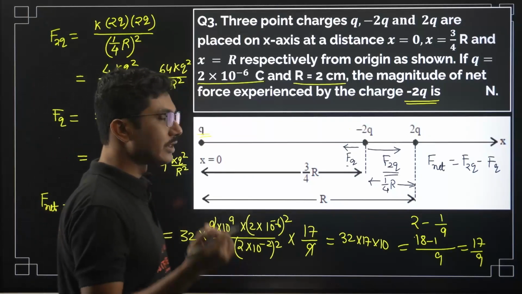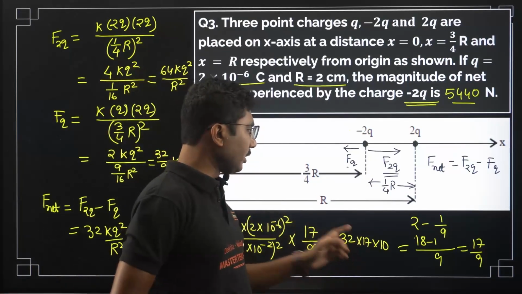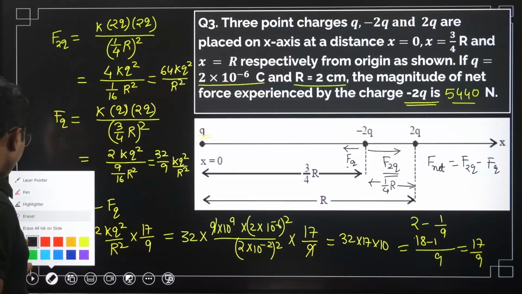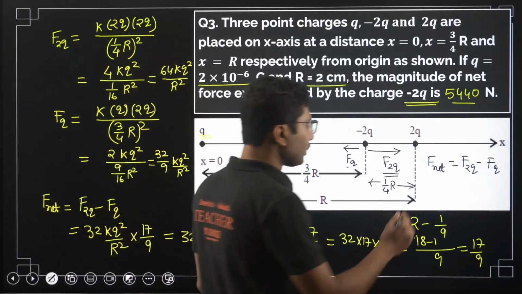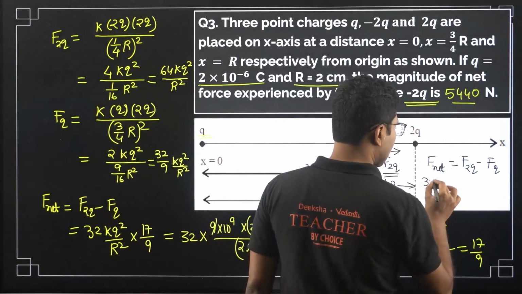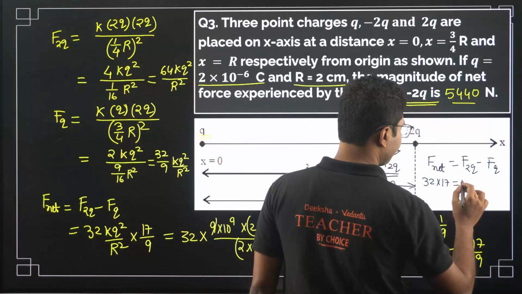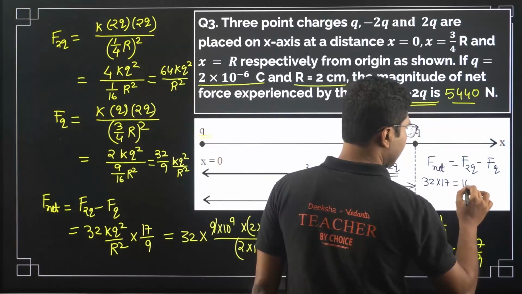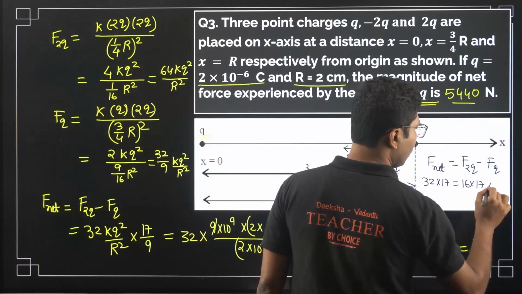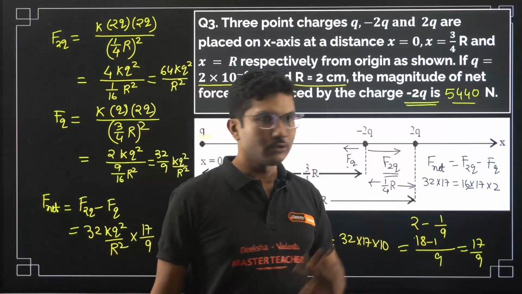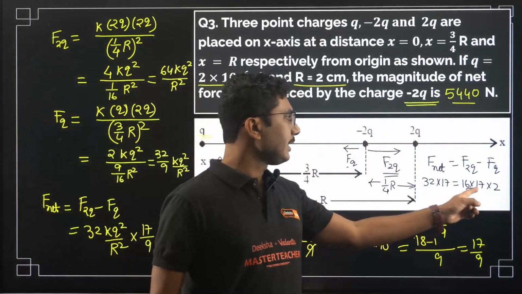And it will be 272. So 32 into 17. Let me do a breakup for you here. 32 into 17 is 16 into 17 into 2. So I have broken 32 into 2 parts, 16 into 2. Okay, so 16 into 17 is what?